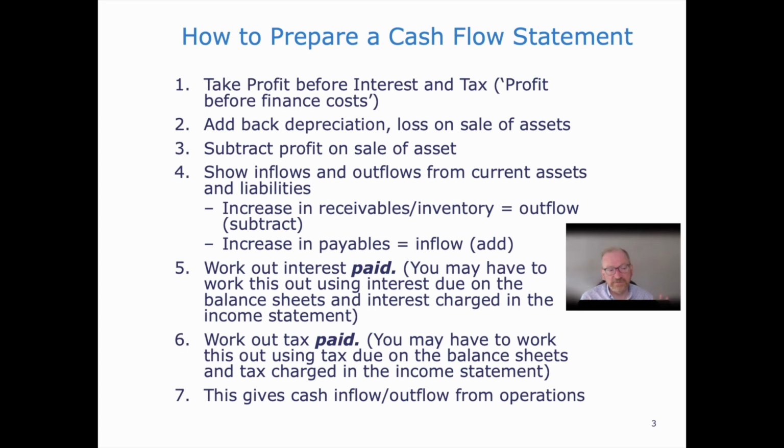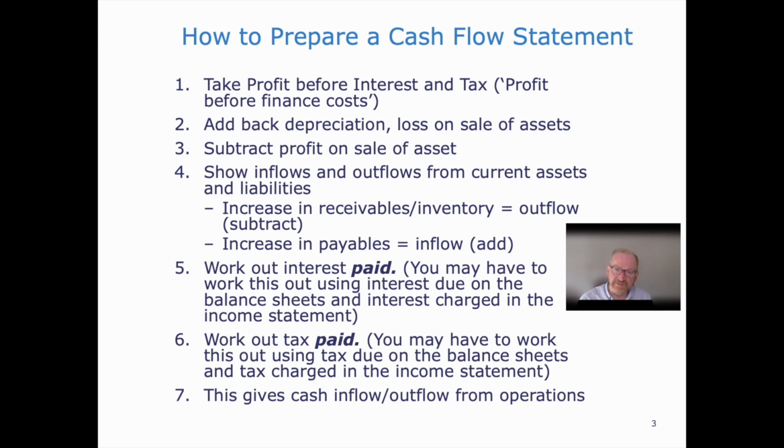We show inflows and outflows from current assets and liabilities. This is generally receivables, payables, and inventory. An increase in receivables or inventory is an outflow. If we're investing more money in inventory or we're allowing receivables to owe us more money, then we don't have that money, and that is a negative as far as cash flow is concerned.